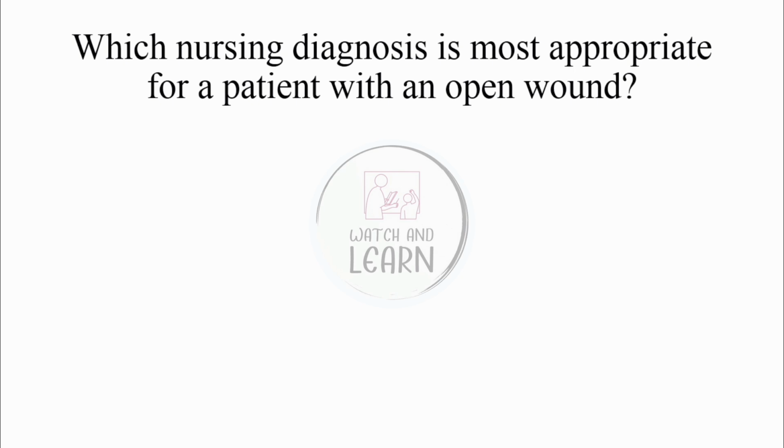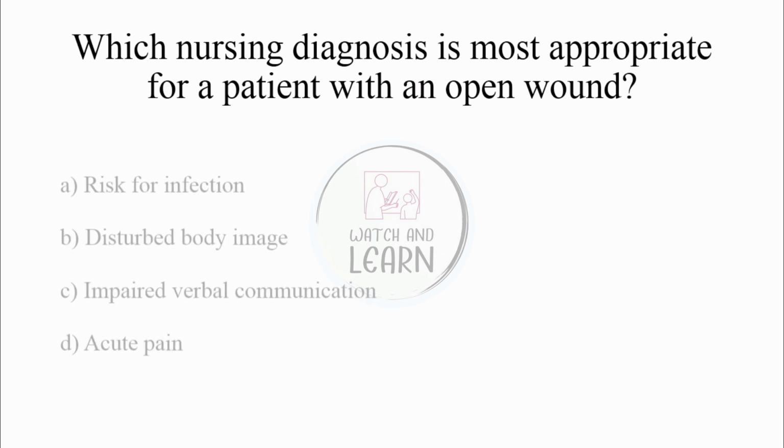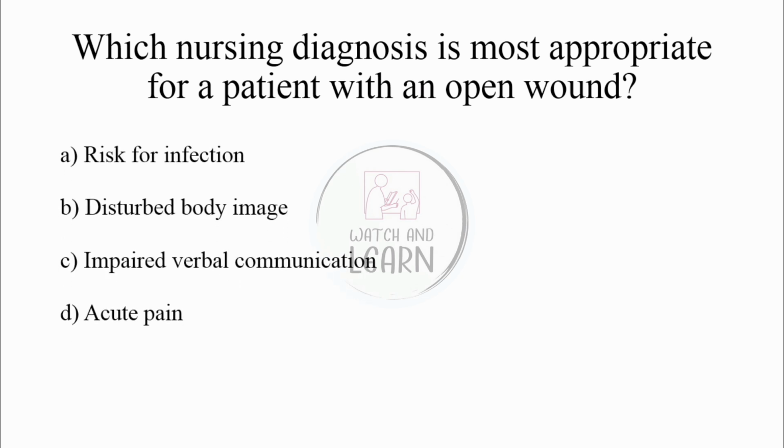Which nursing diagnosis is most appropriate for a patient with an open wound? Options are option A, risk for infection, option B, disturbed body image, option C, impaired verbal communication, option D, acute pain. The right answer is answer A, risk for infection.